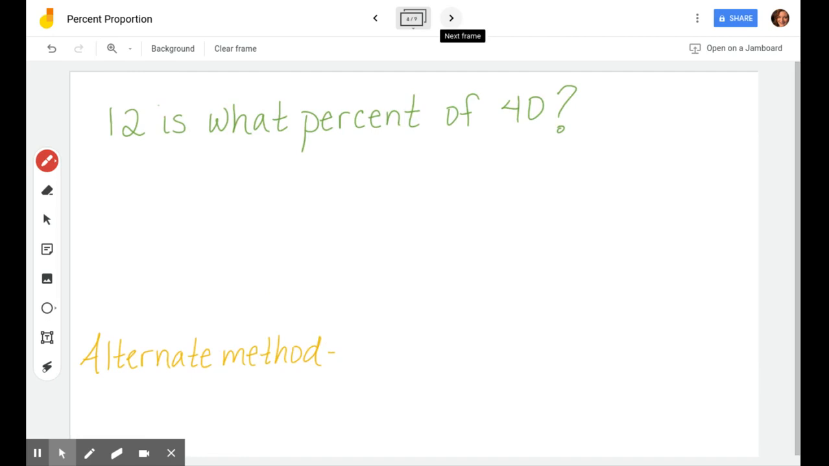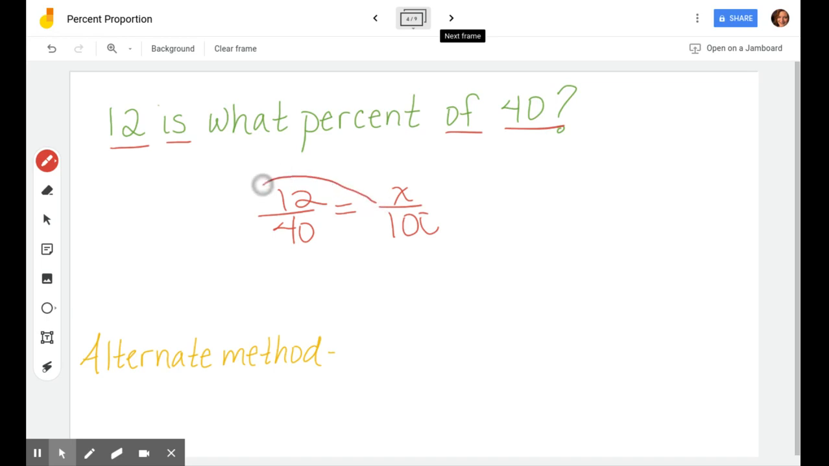Let's try another one. 12 is what percent of 40? So two blank fraction bars, equal in between, 100 on the bottom right. I don't know the percent, so I'm going to put an X in the percent spot above 100. It's out of 40, so that goes on the bottom. And 12 is what we have.